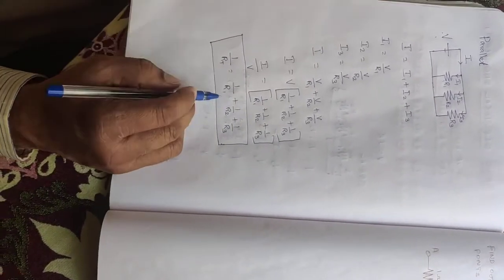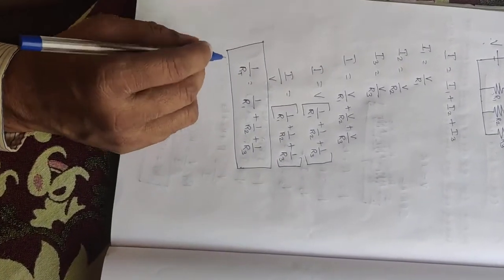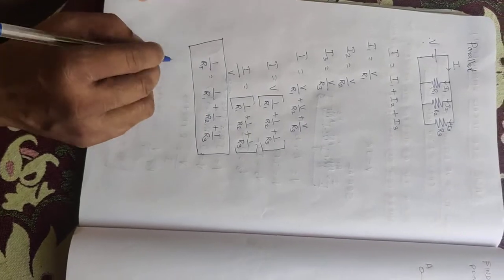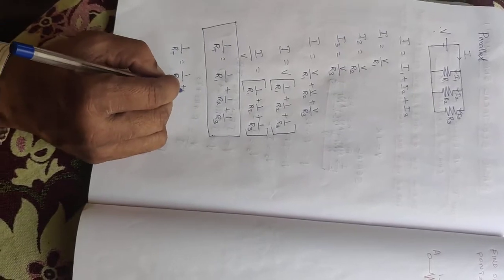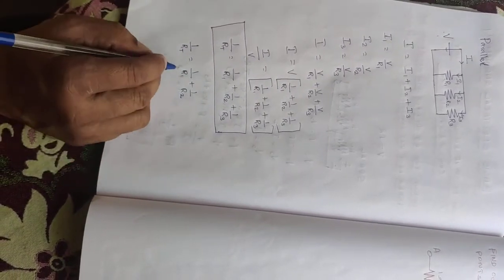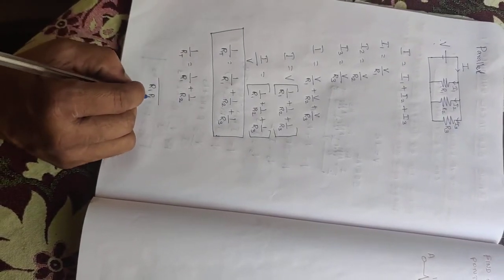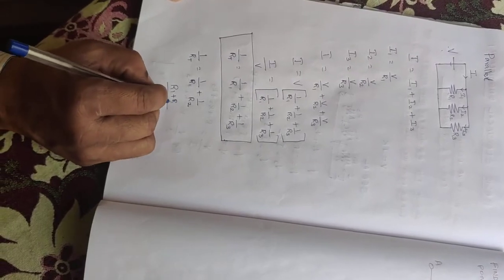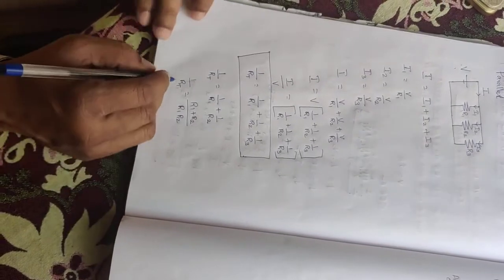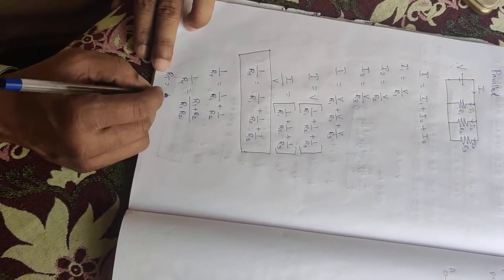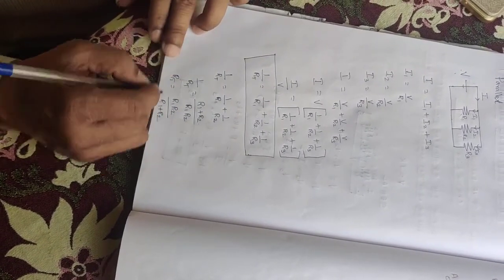1/RT should be equal to 1/R1 plus 1/R2 plus 1/R3. Suppose we are taking only two resistors R1 and R2, then this equation reduces to 1/RT equal to 1/R1 plus 1/R2. Now we can take the LCM, which is R1 into R2, so 1/RT equals (R1 plus R2)/(R1 into R2). We want RT, so it should be R1 into R2 by R1 plus R2.